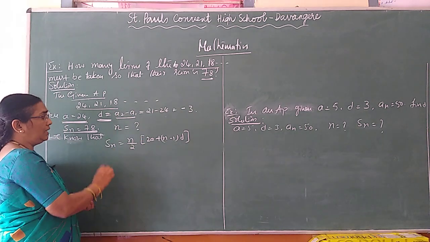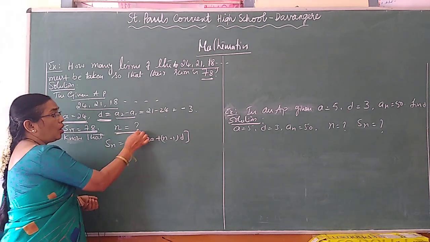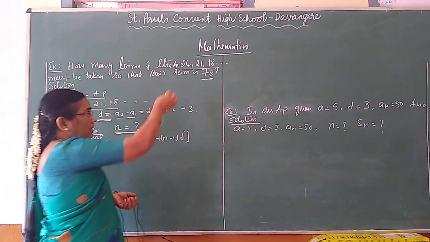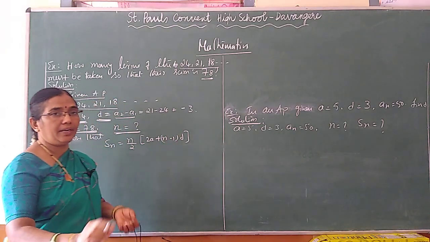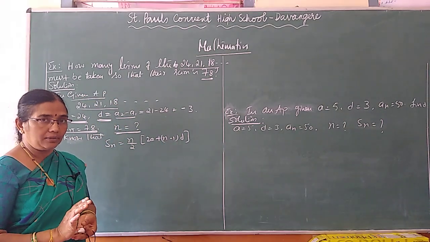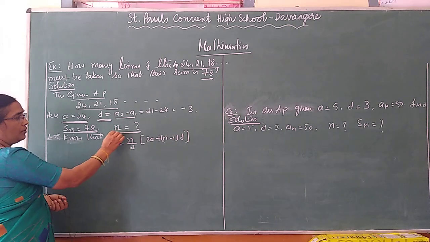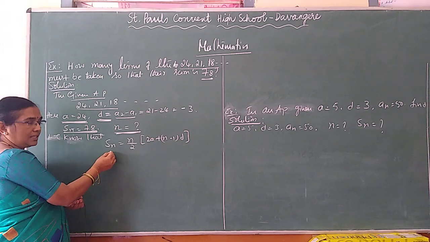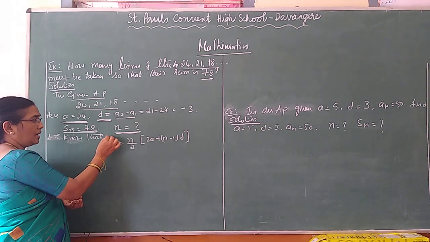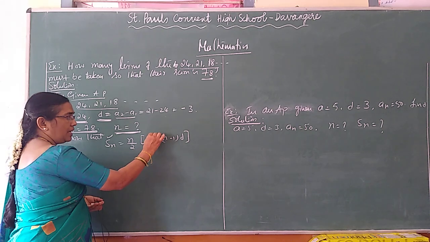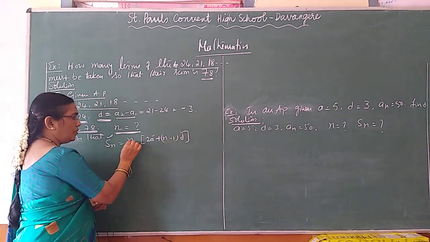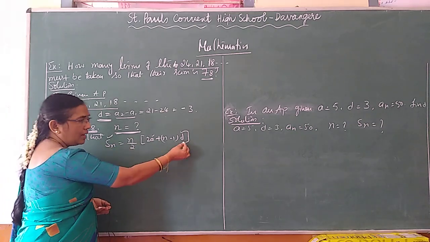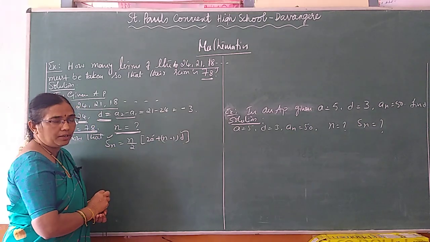And what did you have to find? N. How many terms in such an AP add up to give 78. Are you clear? I think yes. Now you have to find N. For that we know the formula for SN, because in this they have given SN, they have given A, they have given D. Now you are able to find N, right? SN is given, A is given, D is given, so we can find N.